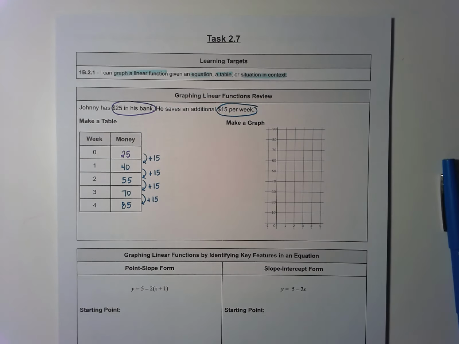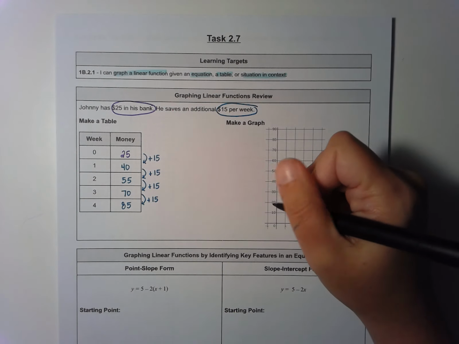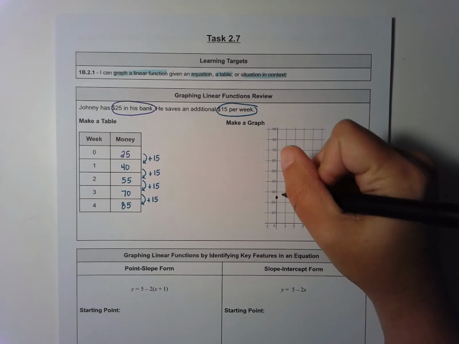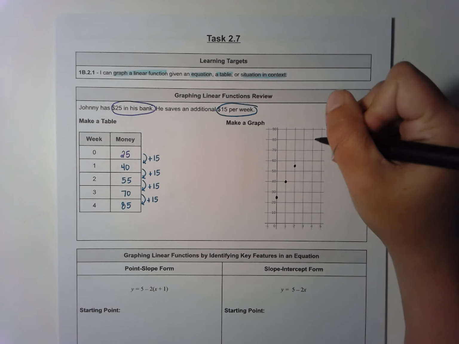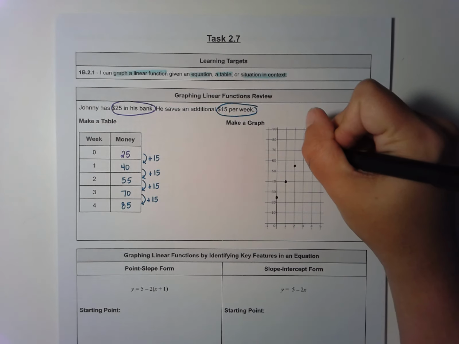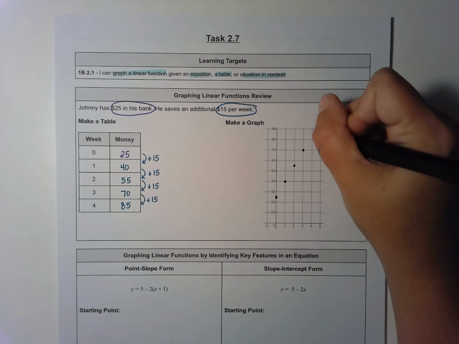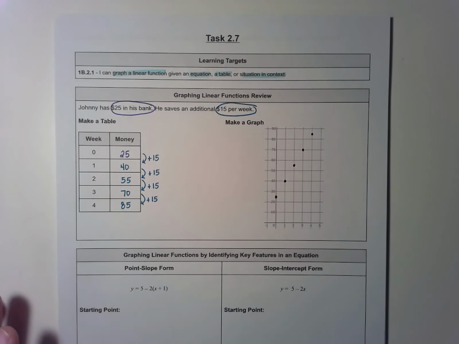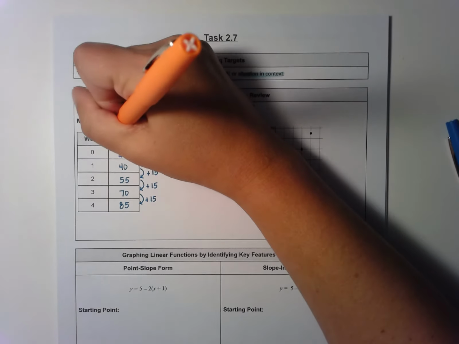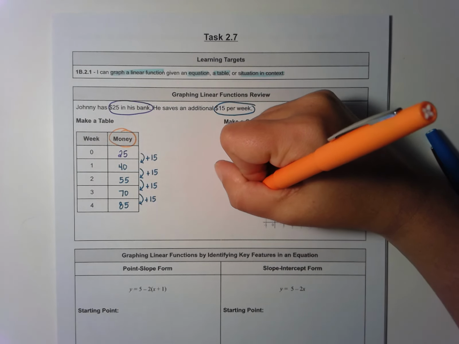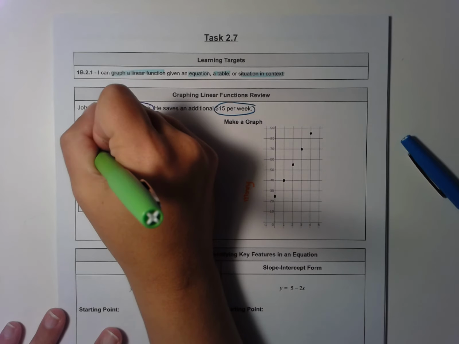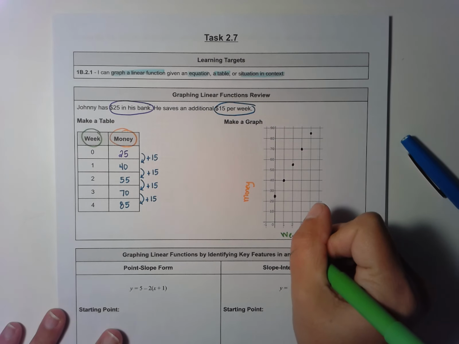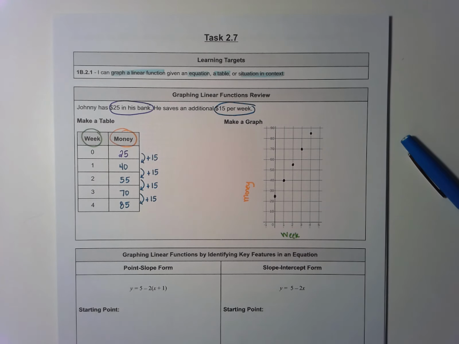Then I can make my graph by graphing these points. So (0, 25), (1, 40), (2, 55), (3, 70), and (4, 85). Now I need to also label, so the outputs of my table are money, and the y-axis of my graph would be money, and the inputs on my table are weeks, so the x-axis would be week.